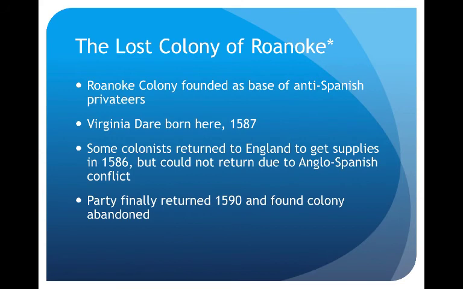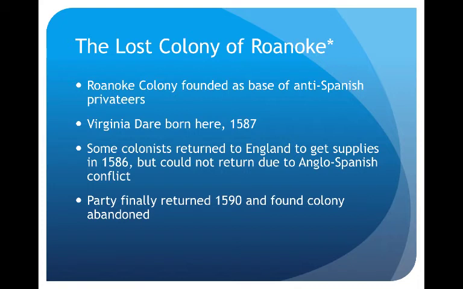Towards this end, England establishes their first colony in North America, and that is going to be Roanoke Colony. And you may have heard of this. It's kind of famous as the Lost Colony of Roanoke. Sir Walter Raleigh obtained a charter for a new colony called Virginia. It was named Virginia after the Virgin Queen Elizabeth I. And Roanoke Colony was the first colony established in this new colony.